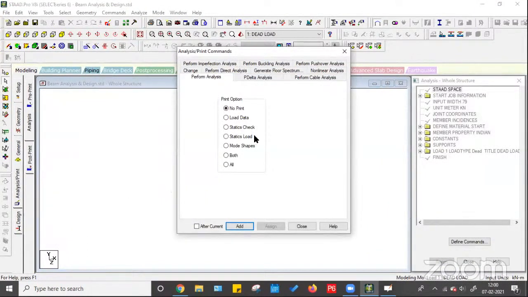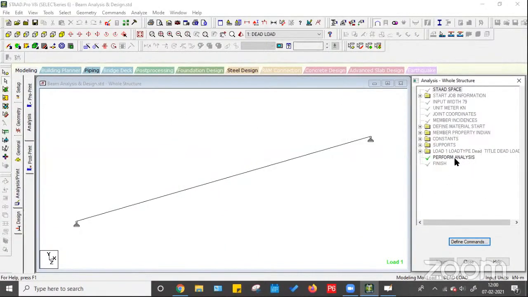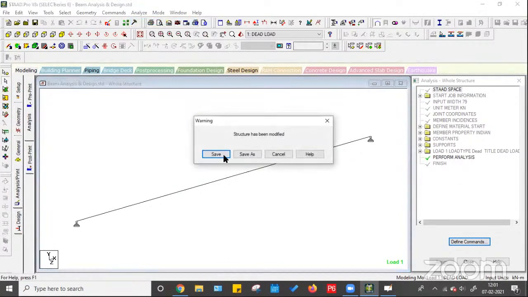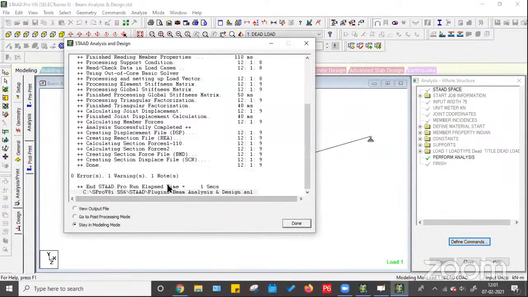You need to put a command on STAAD that I'm going to analyze this. Just before analysis, we do this. So click on analyze print, no print, click on add, close. So you can see perform analysis command has been set up. Now go to analyze, run analysis, save. And you can see zero error. One warning is there because of two pin supports, but that's fine.